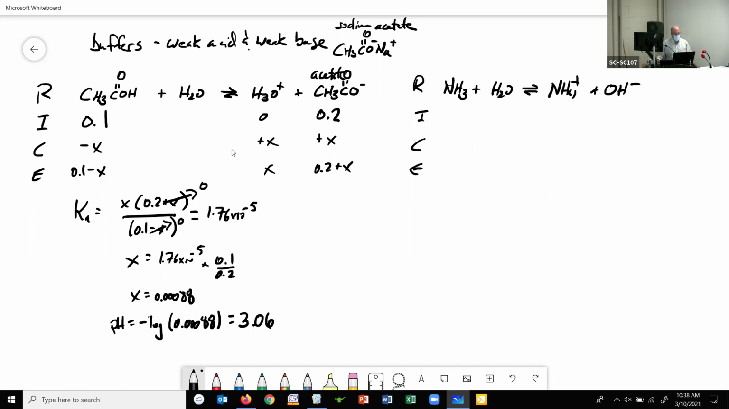But more importantly, what this buffer does, we'll get into this in detail in a couple of days. If I add additional sources of hydrogen ion, this acid ion can sponge it up. Or if I add something like a base, there's a weak acid available to use that up. And so what buffers do is they resist changes in pH.